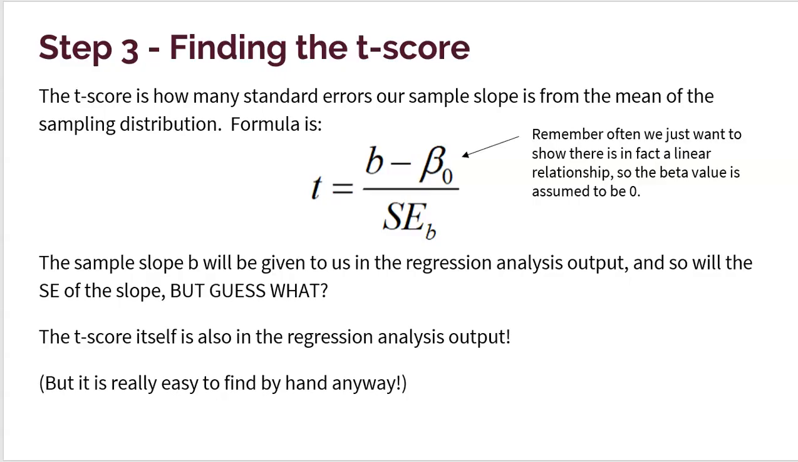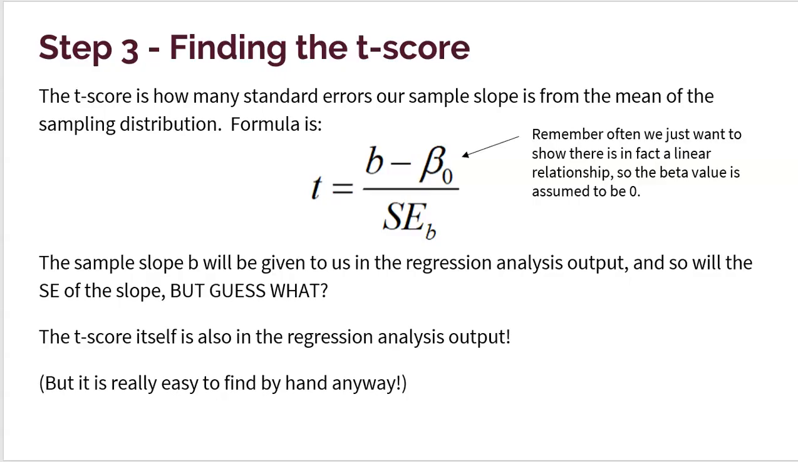So the t-score represents how many standard errors our sample slope is from the mean of the sampling distribution. So basically we're identifying, hey, we have the sampling distribution that shows all possible sample slopes from a sample of size n, and we want to say, all right, where is our slope? The actual slope that we got in our data, where does that slope fit in? And that's what the t-score is going to do for us.